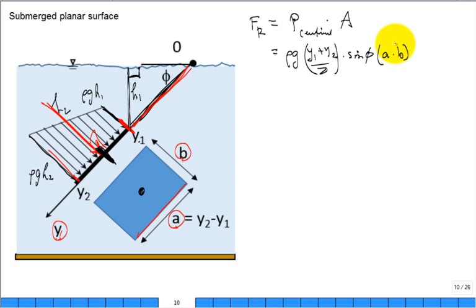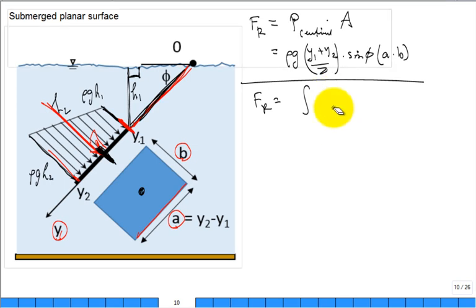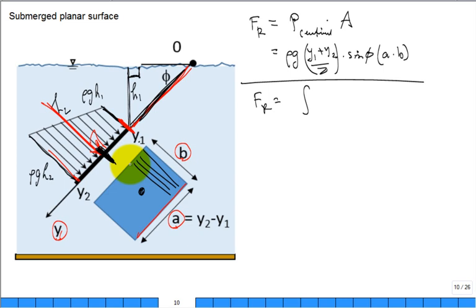Somebody says, I don't trust that. I think I trust my mathematical skills to do the integration. Well, what would the integration look like? F of R would be the sum of the little dFs. We've done that before. We're going to think of little strips going this way and integrating with respect to y, so it's really a pressure times dA, which is the integral of the pressure times b times dy, and I'm going to integrate from y1 to y2. Did I jump too many steps there?